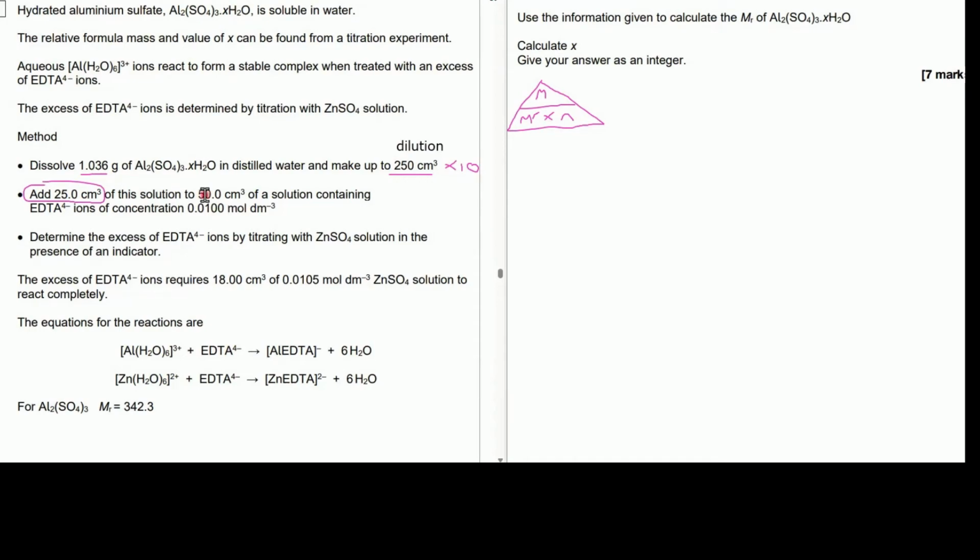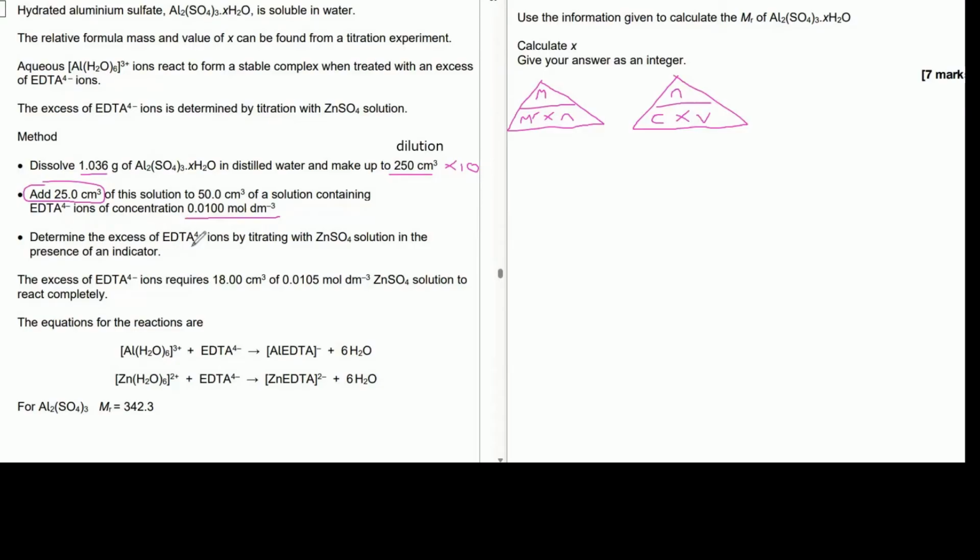Of this solution, we're going to add that to 50 centimeters cubed containing EDTA4- ions of a concentration of 0.01 mole per decimeter cubed. Now, what have they given me? Mole per decimeter cubed. What does that unit tell you? It tells you you're dealing with concentration. So I want to put on my second triangle here, which is n over c times v, because they're giving me concentration. So now we're starting to get cooking on gas.